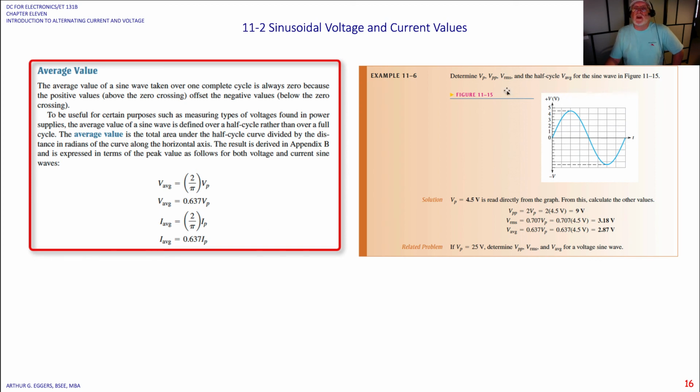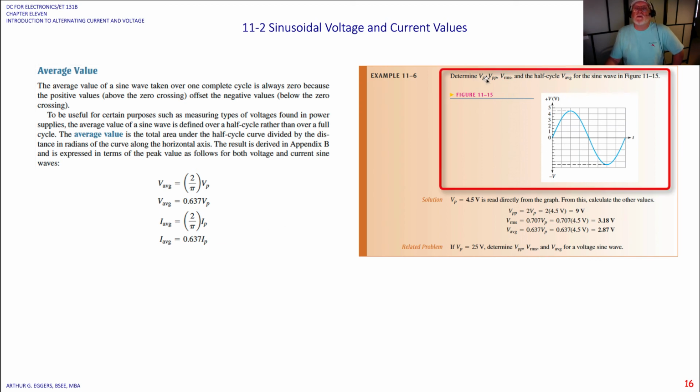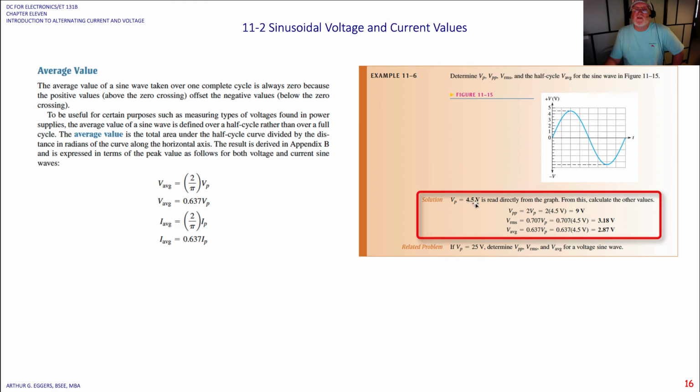So if we look over here, they ask us to determine peak-to-peak, RMS, and the average for this sine wave. So you can see we have a sine wave. It has a maximum amplitude of 5 volts, and no time is given. So they're not interested in that. So V peak then is listed as 4.5 volts. If we look here, the top line is 5, halfway up, 4.5. So that's directly reading from the graph. This is what you will use when you start using oscilloscopes.